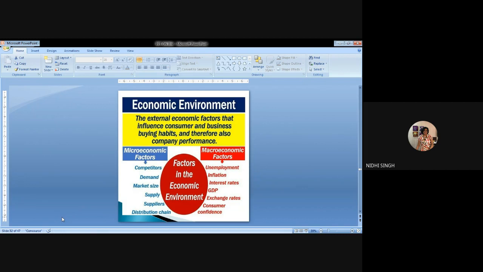Brands, specific to some brands. Yes, ma'am. These are the factors of the economic environment.